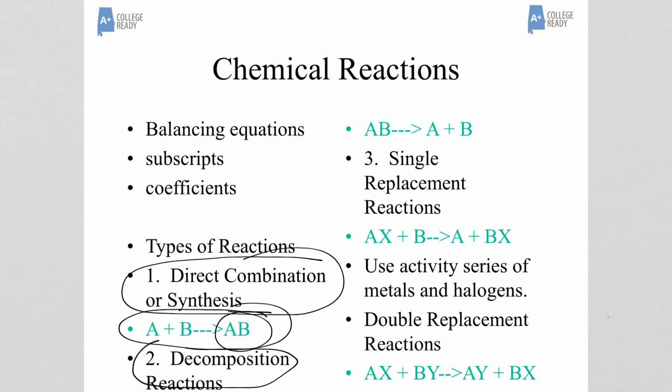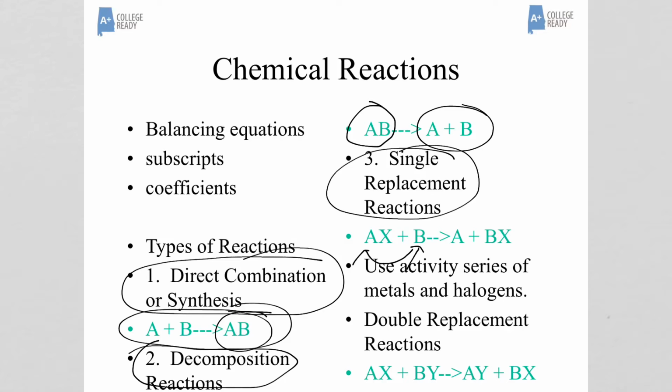Second type of reaction is decomposition. This is sort of the opposite of a synthesis reaction. This is when you start with a compound and you break it into elements. There are also single replacement reactions. This is typically when a metal replaces another metal from a compound, or it also can be when a halogen replaces another halogen from a compound.